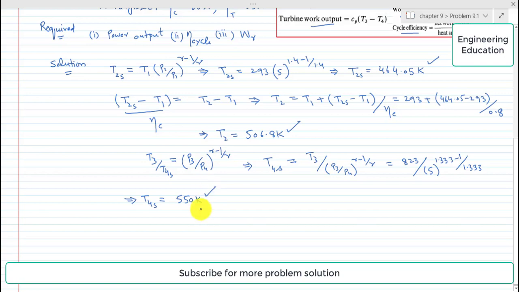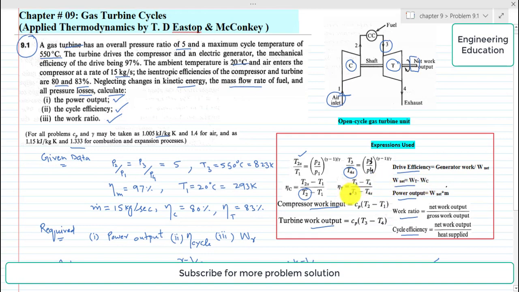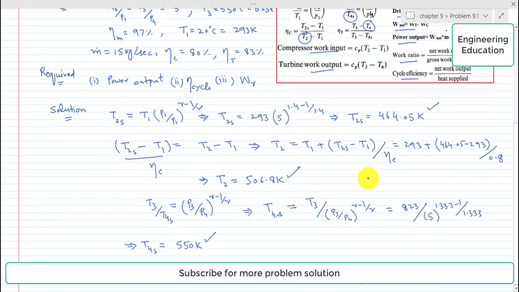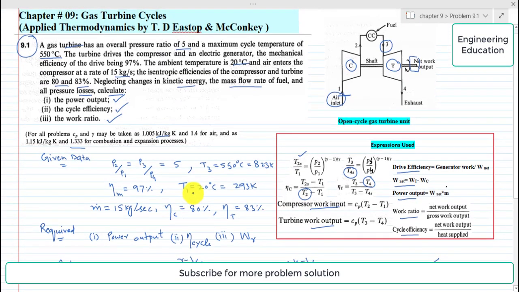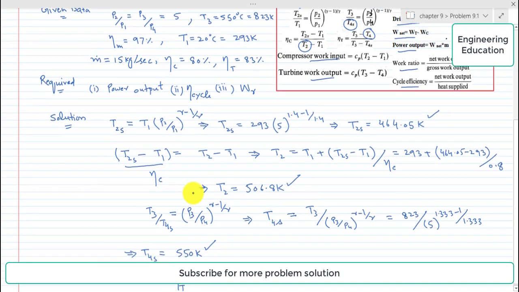Now from the definition of isentropic efficiency of the turbine, we have an expression here. Isentropic efficiency of the turbine is given by (T3 minus T4) by (T3 minus T4S). In this case only T4 is unknown, so using this expression we will find the missing temperature, which is T4. So first writing the expression for the turbine isentropic efficiency, it is (T3 minus T4) by (T3 minus T4S).